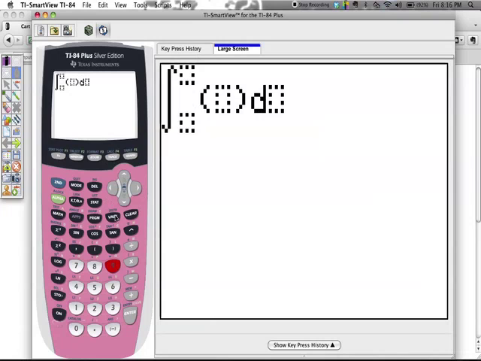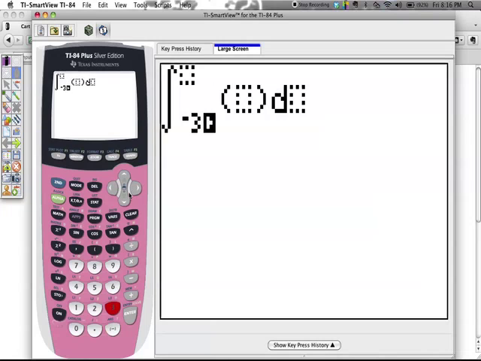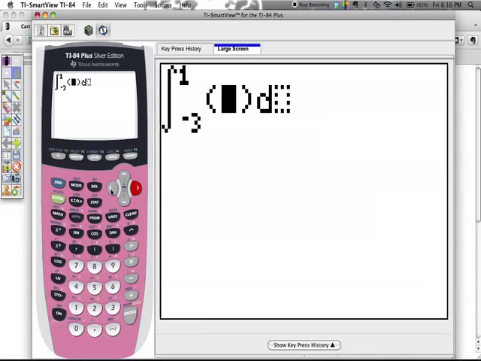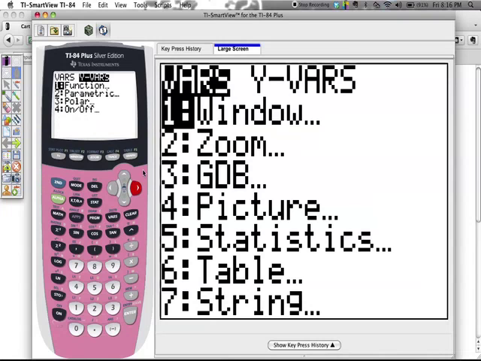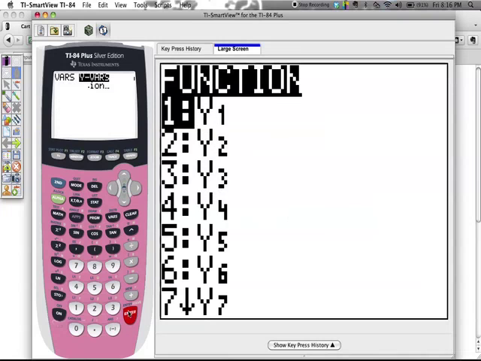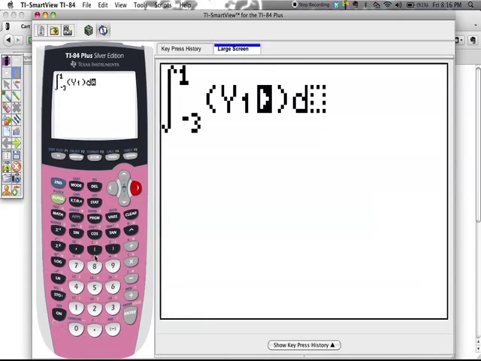If you have a different calculator, you need to make sure that you know how to do this. But I'm going to put in negative 3 as my lower limit, 1 as my upper limit, and instead of having to type the whole function again, I'm going to go into this variables menu over to y variables, and I want a function variable, namely I want y1. And I want to integrate y1 from negative 3 to 1 with respect to x, and I forgot to put something here.